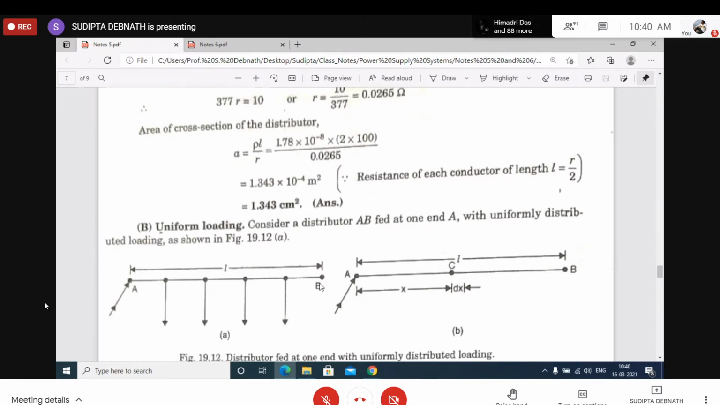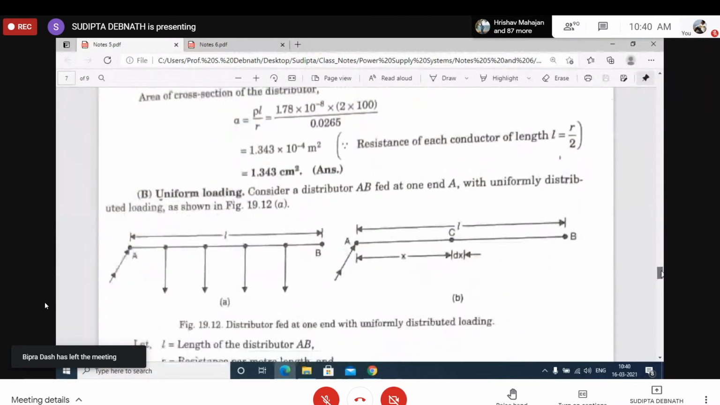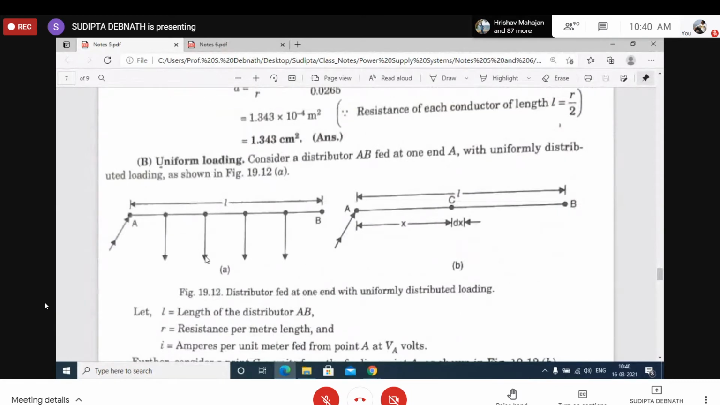For a uniformly loaded distributor, the loading is not given in the form that I1 is tapped here, I2 is tapped here, and so on. It is given as small i amperes per unit meter fed from point A. Read it as i amperes per unit meter. Small i is the loading and its unit is ampere per meter. That means at every 1 meter, i ampere will be tapped.